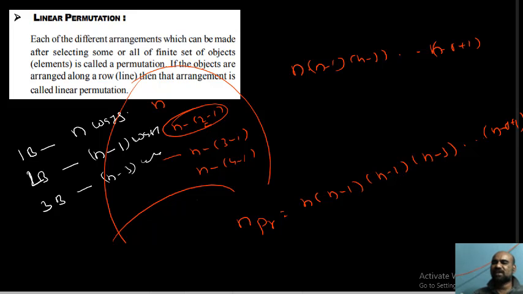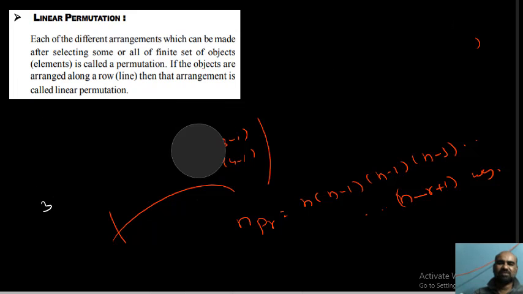Students should take care at the last term. Again I want to write, it is not clear now. I will write down. So what is the last term? So on, up to n minus r plus 1 ways. So this is the answer. I will explain it through one example, students.